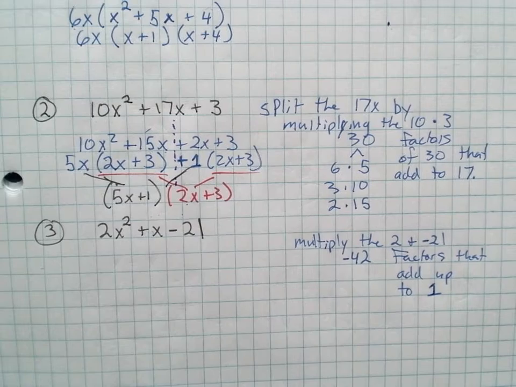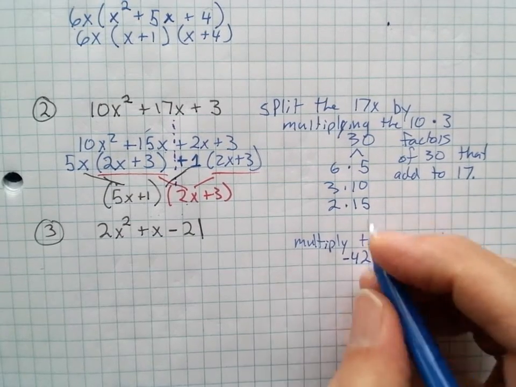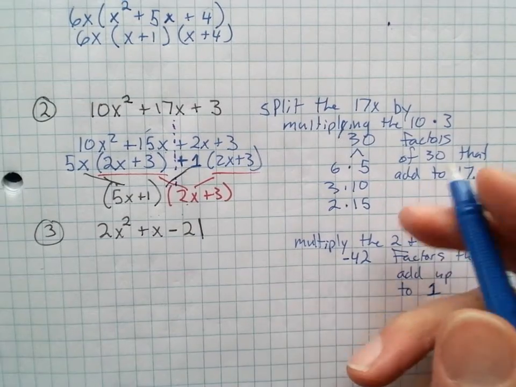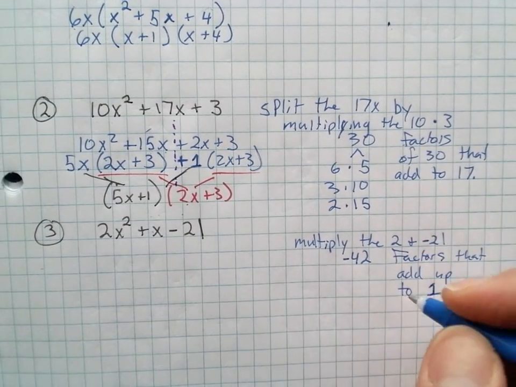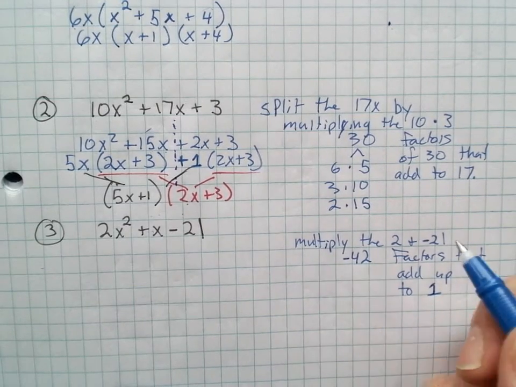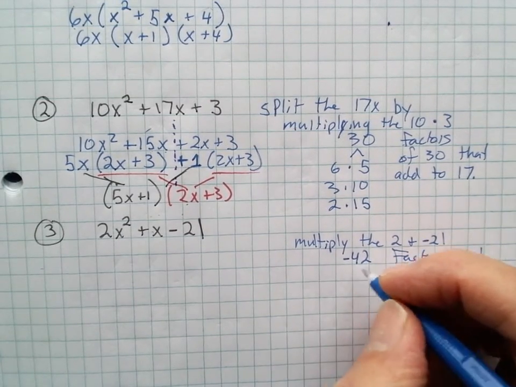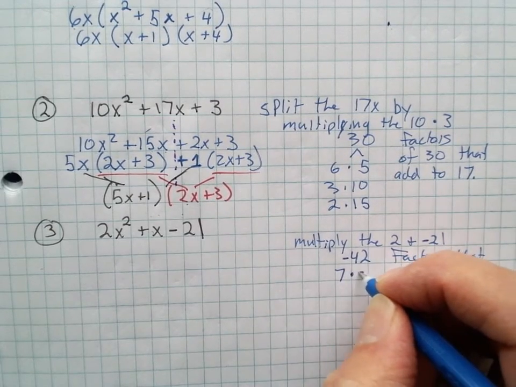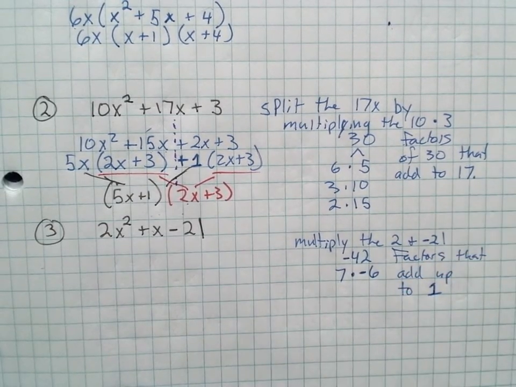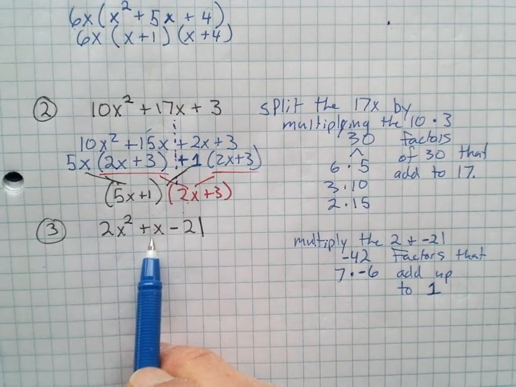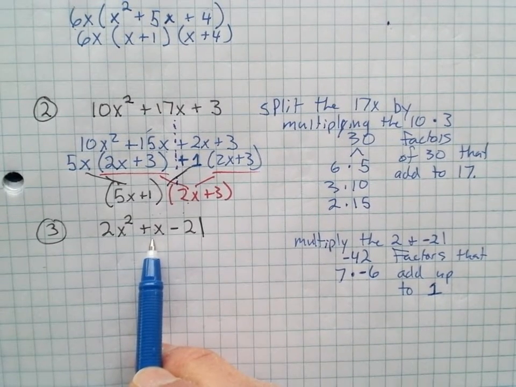All right. So now we break this down. What are some factors of negative 42? Well, 2 and 21, and that doesn't work. 2 and negative 20, no, that's not going to be close. I need two numbers that are like just one away from each other, right? So using my multiplication skills, wouldn't that be 7 times negative 6? 7 times negative 6 is negative 42. 7 plus negative 6, there you go, right?